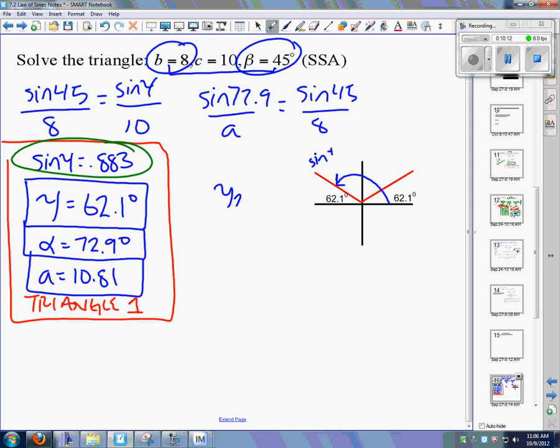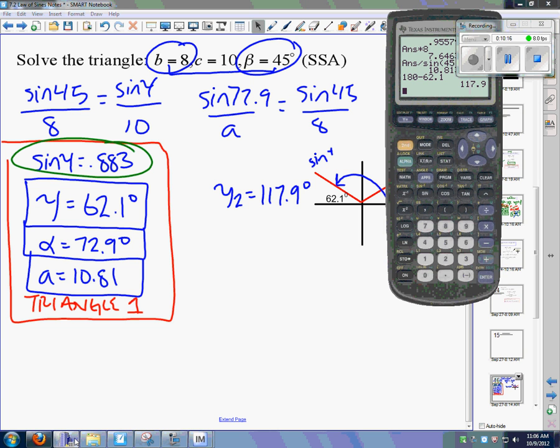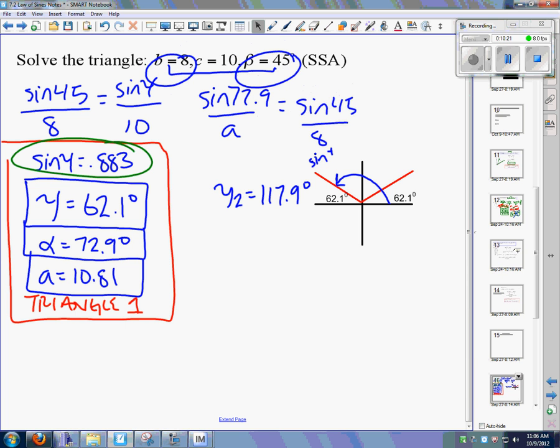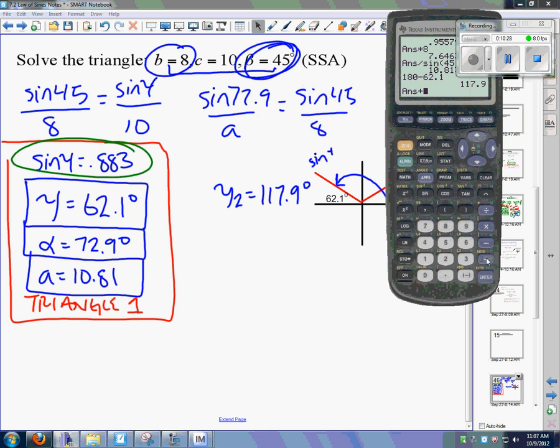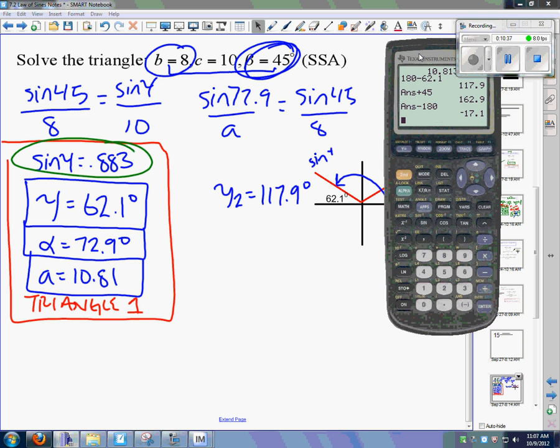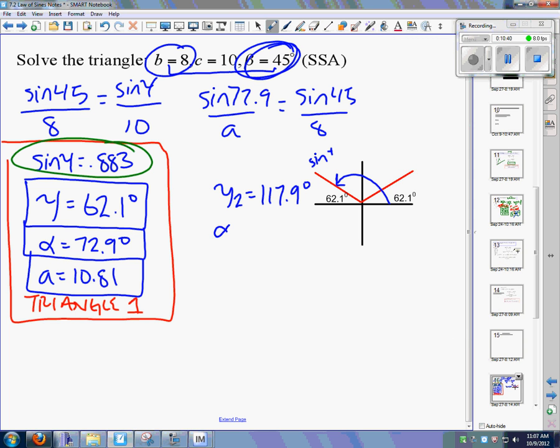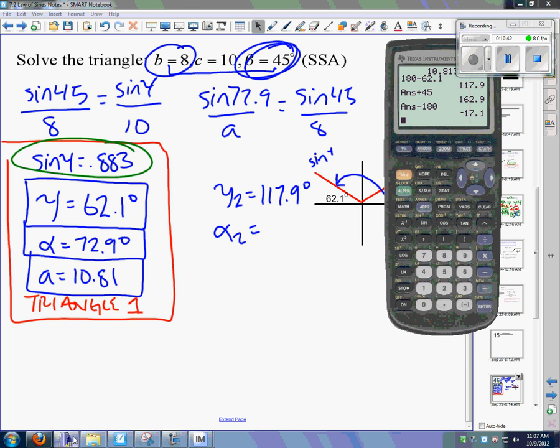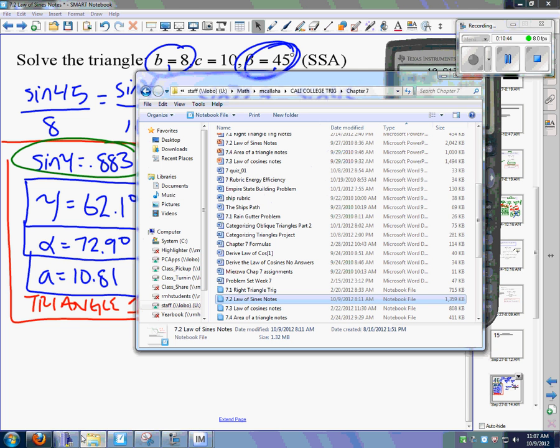So we're trying to ask if lambda 2 can be 117.9. We go back to the original that we're given of 45 degrees. That can't move. So can you take 117.9, add on a 45, and is there room for another angle? There is, so that means alpha 2 is going to be 17.1.